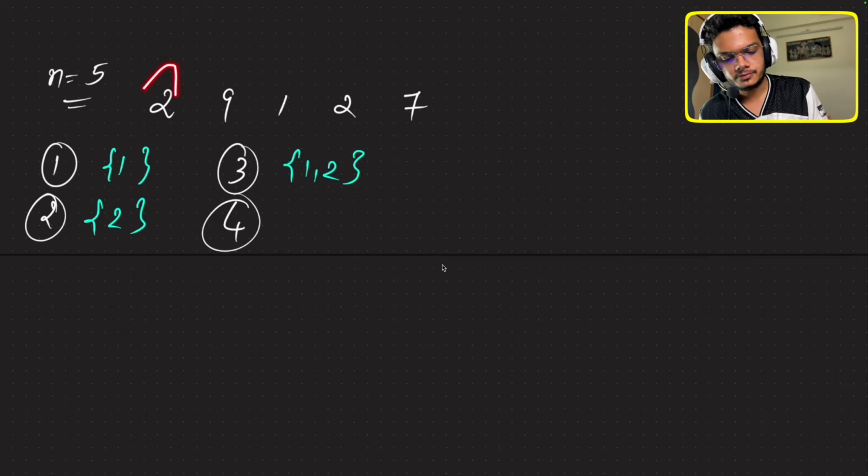Can we create sum 4 then? Definitely we can create sum 4. We can pick these two guys. So the corresponding subset here is 2, 2. Now can we create sum 5?